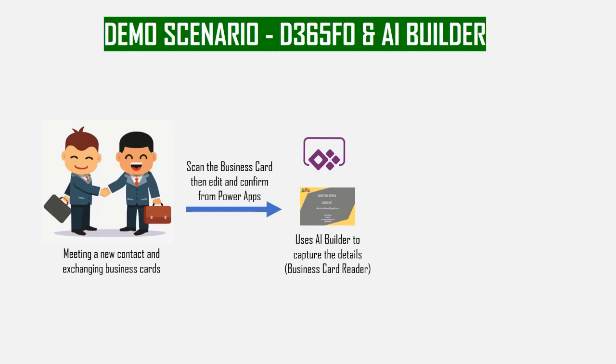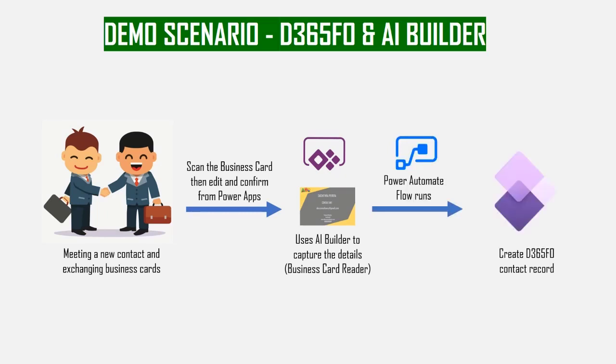So that comes as the pre-built AI Builder, and then you can run a Power Automate flow to update back the F&O contact record. So that's why I'm using the Power Automate flow. That's the part which connects with the F&O, and then it updates or creates. In this case, it's creating a new record, but you can do update, create, and delete actions as well. So that's what we can do in this scenario.